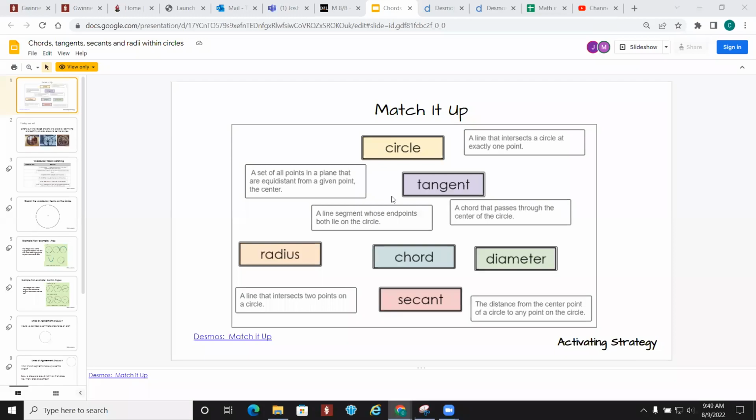So you are supposed to match up the word with the corresponding definition. So for circle, which one did you come up with? Okay, so a set of all points in a plane that are equidistant from a given point. Fantastic. What about tangents? A line that what? At exactly 1 point, right?